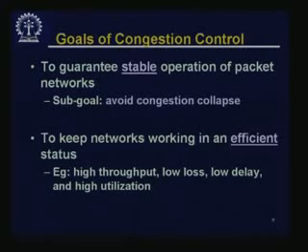So, the goal of congestion control is to guarantee stable operation of packet networks, and a sub goal is to avoid congestion collapse. To keep networks working in an efficient manner, that is another one, you might put it that way. For example, high throughput, low loss, low delay, high utilization. Well, these are the goals, not always achievable, especially because we have a distributed system with insufficient information about the global picture, but anyway that is there.